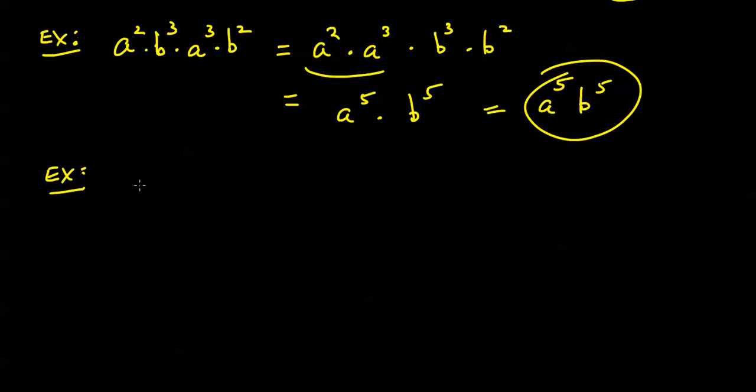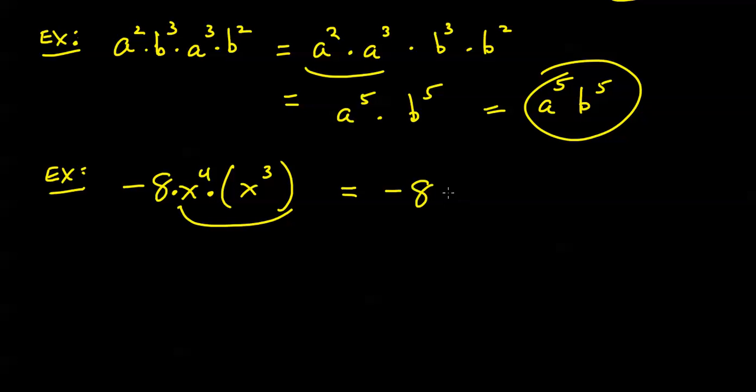Another example, minus 8 times x to the 4th power times x cubed. Again, these are implied multiplications going on there. I can put dots in there to make the multiplication explicit. And I'm going to crunch together these powers of x, of course. X to the fourth times x cubed is x to the seventh. Keep the same base and add the exponents. Minus 8x to the seventh.